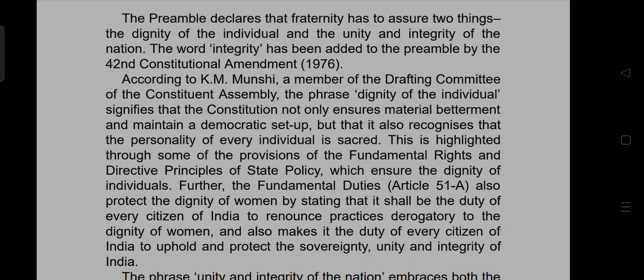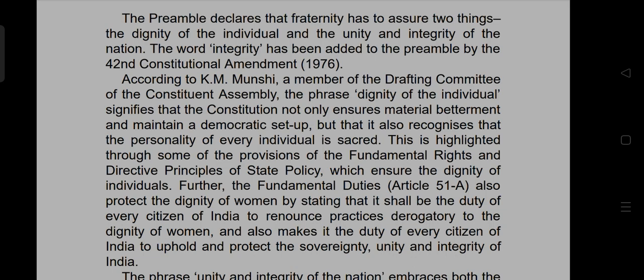According to K. M. Munshi, a member of the drafting committee of the Constituent Assembly, the phrase dignity of the individual signifies that the Constitution not only ensures the material betterment and maintains a democratic setup, but that it also recognizes that the personality of every individual is sacred. This is highlighted through the sum of the provisions of fundamental rights and directive principles of state policy, which ensure the dignity of individuals.